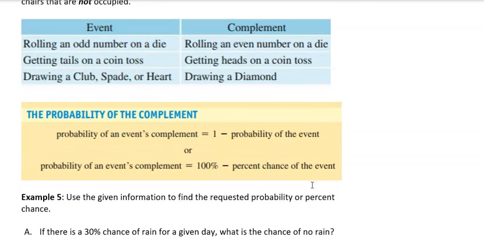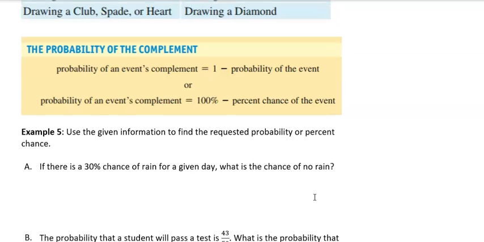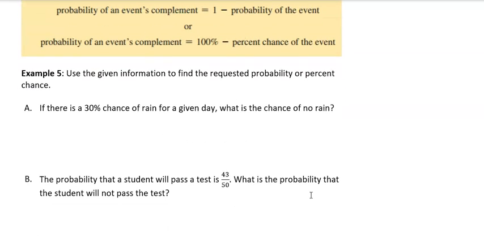Okay, so the probability of the complement is 1 minus the probability of the event. Or if it's percentage, the probability of the event's complement in percents would be 100% minus the percent of the event. Okay, so we're going to use this given information to answer these questions.